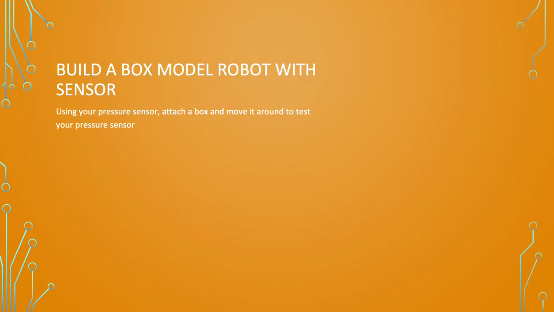Robots are programmed to react to their sensors. A light sensor can make a robot follow a black line, and a touch sensor can make a robot turn when it hits an object. Now you can see how sensors send information to the robot by using the pressure sensor you created. Attach the sensor to a box and move the box around to see when this sensor lights up.